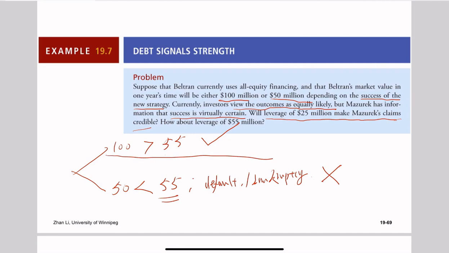That is, this is a good project, and the firm's value will be for certain worth $100 million. Right? So the answer to this question is this higher level of debt will correctly signal to investors the success is virtually certain. The firm will be virtually worth $100 million after this project.